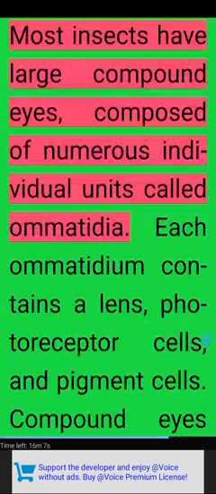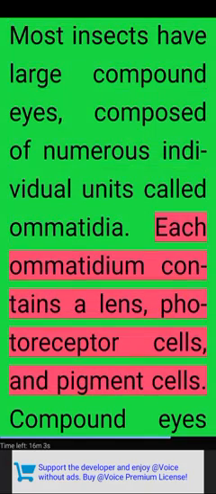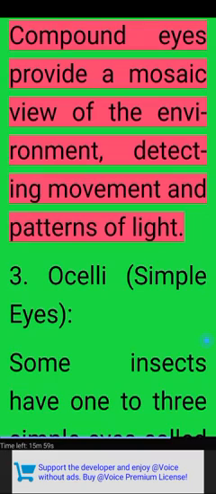2. Compound eyes. Most insects have large compound eyes, composed of numerous individual units called ommatidia. Each ommatidium contains a lens, photoreceptor cells, and pigment cells. Compound eyes provide a mosaic view of the environment, detecting movement and patterns of light.